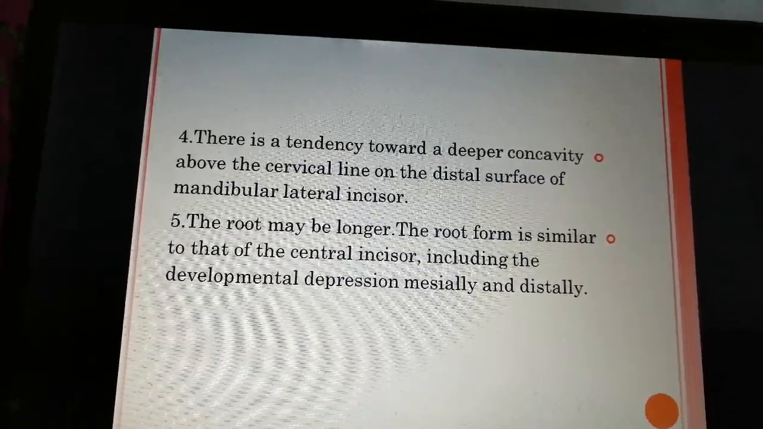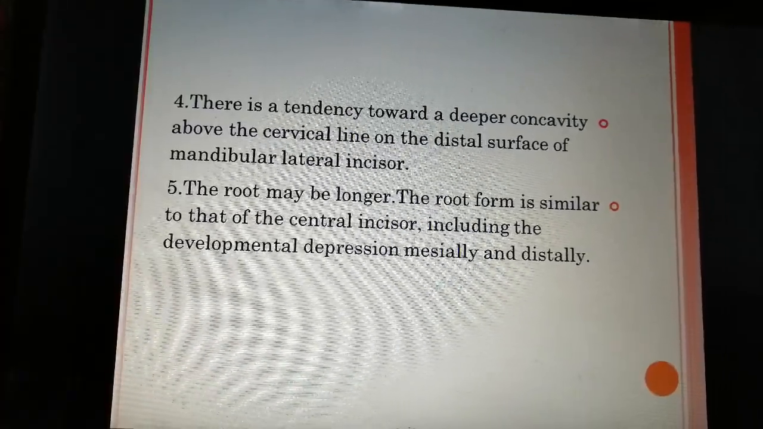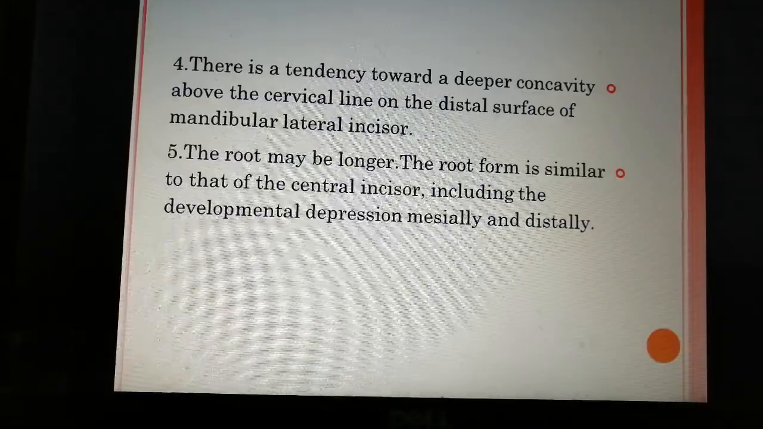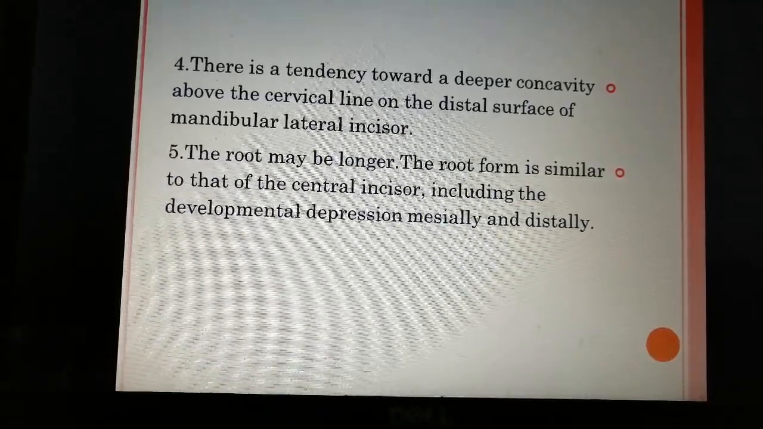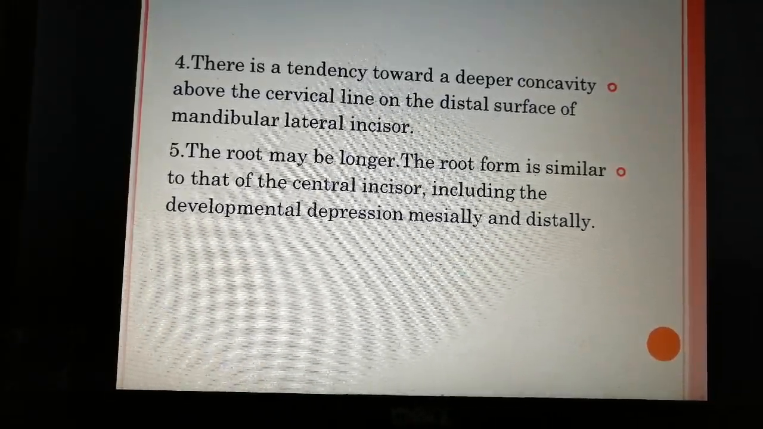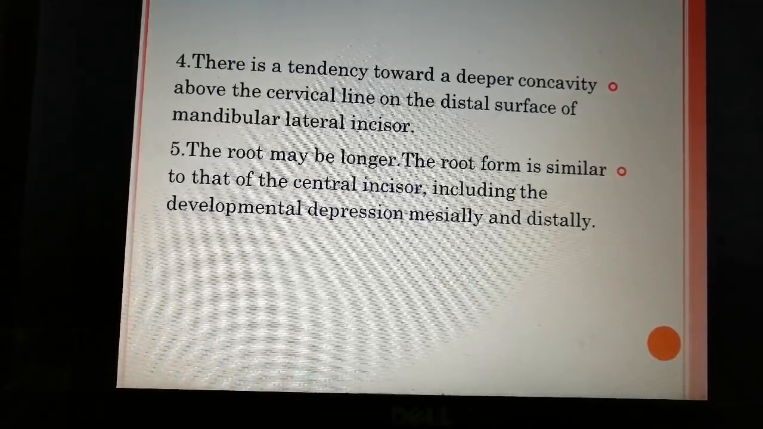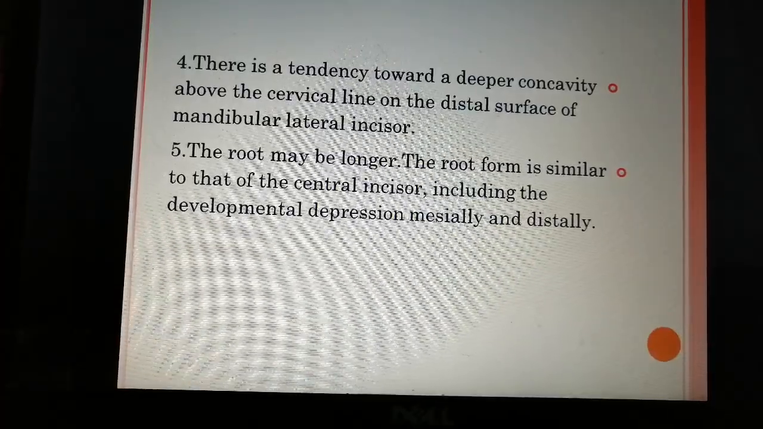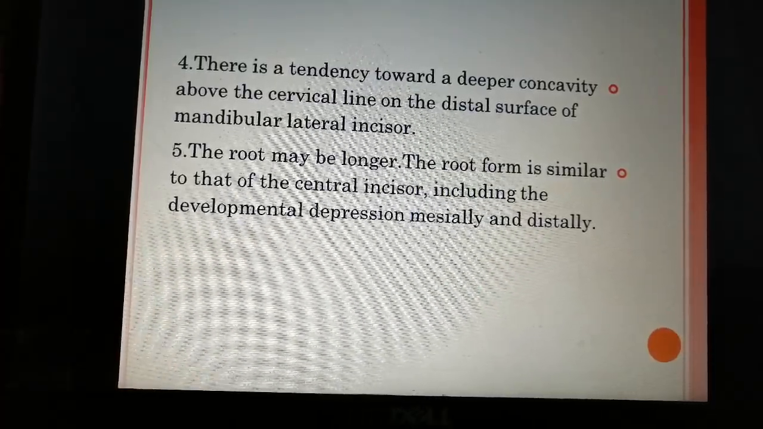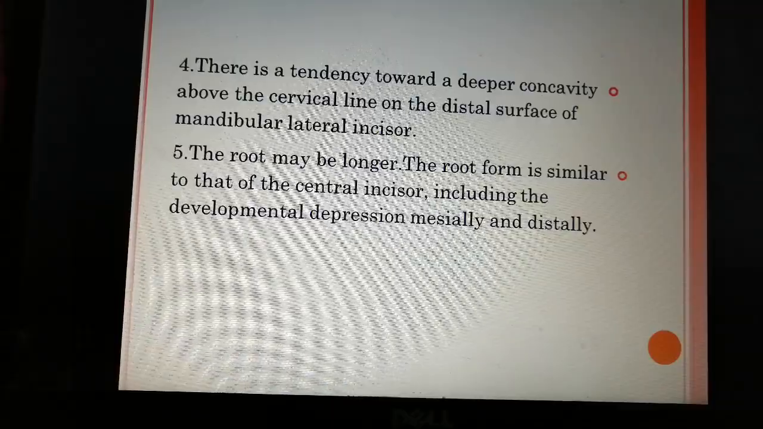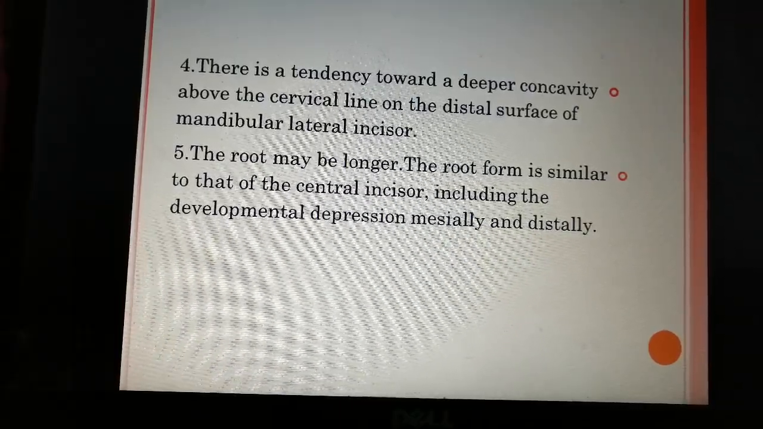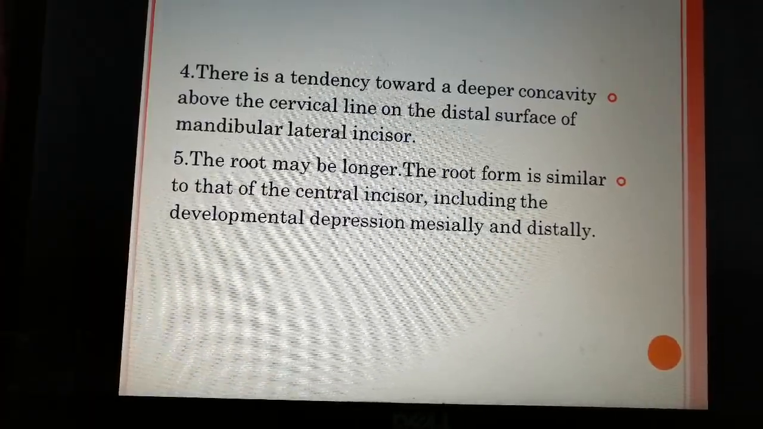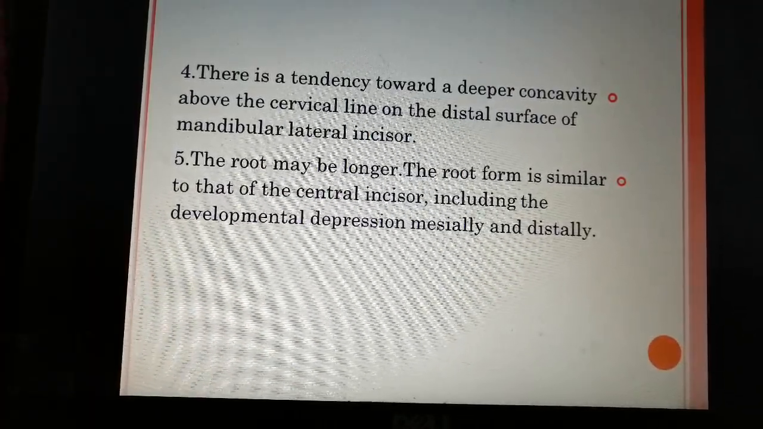Number 4, there is a tendency toward a deeper concavity above the cervical line on the distal surface of the mandibular lateral incisor.